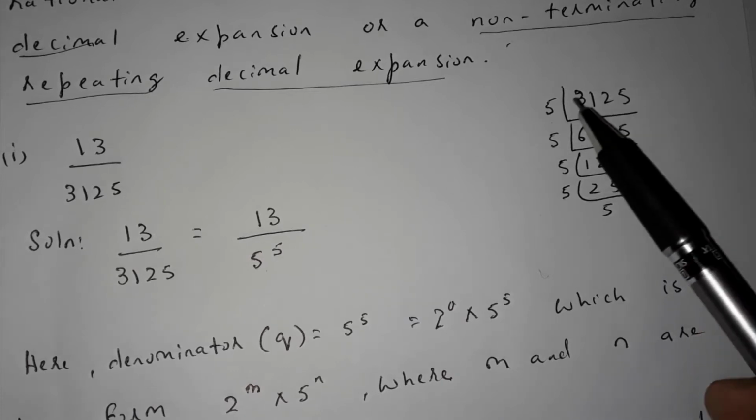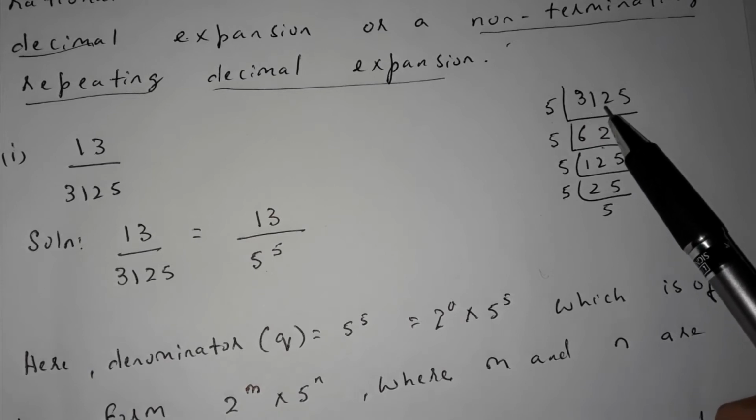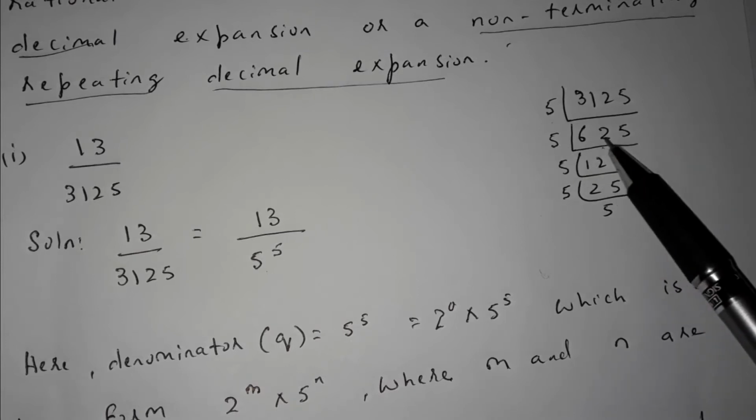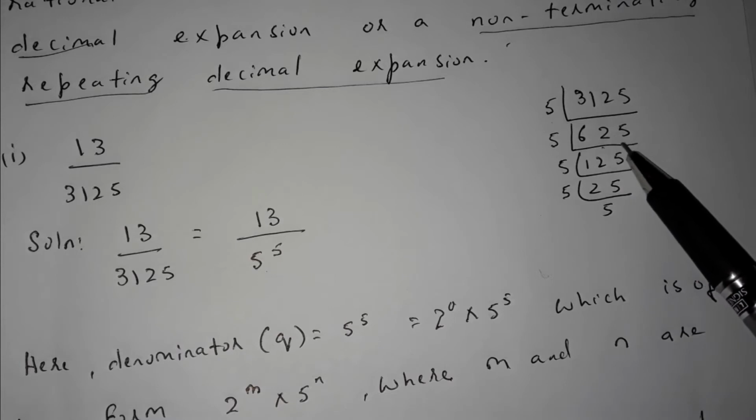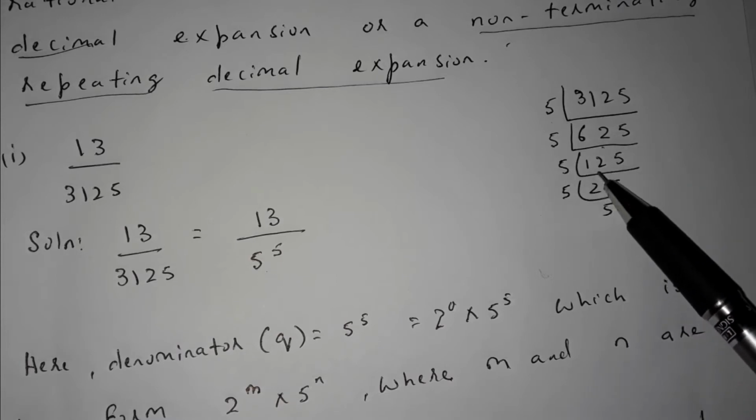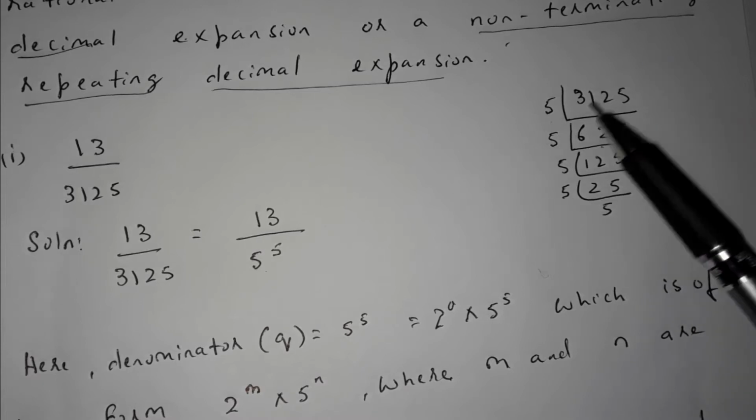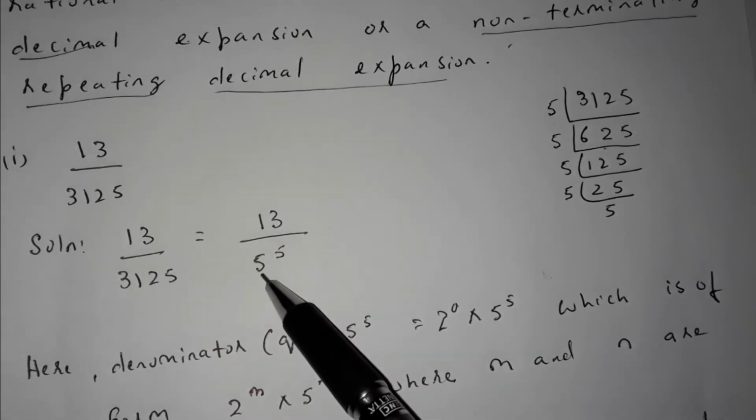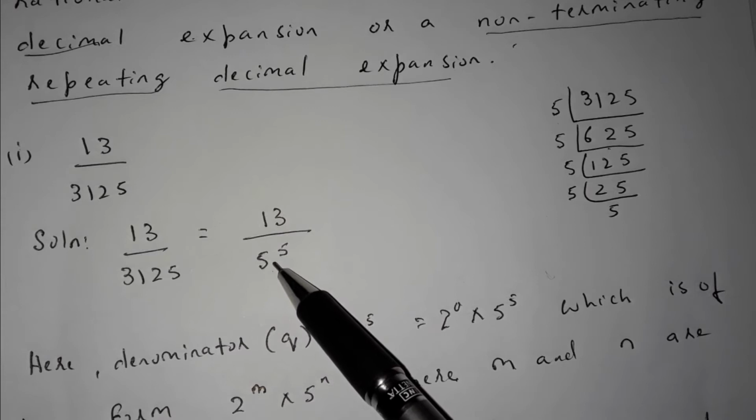3125. 5, 6, you get 30, then 12, 5, 2, 10, 25, 5, 5, 25. So 5 into 5, 25. So how many 5s are there? 1, 2, 3, 4, 5. So 5 to the power 5. So 3125 equals 5 to the power 5, and the number is 13 by 5 to the power 5.